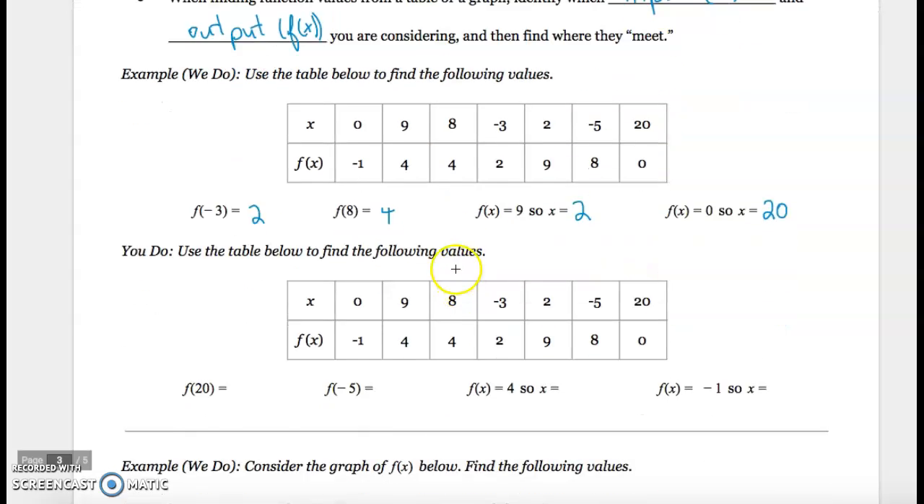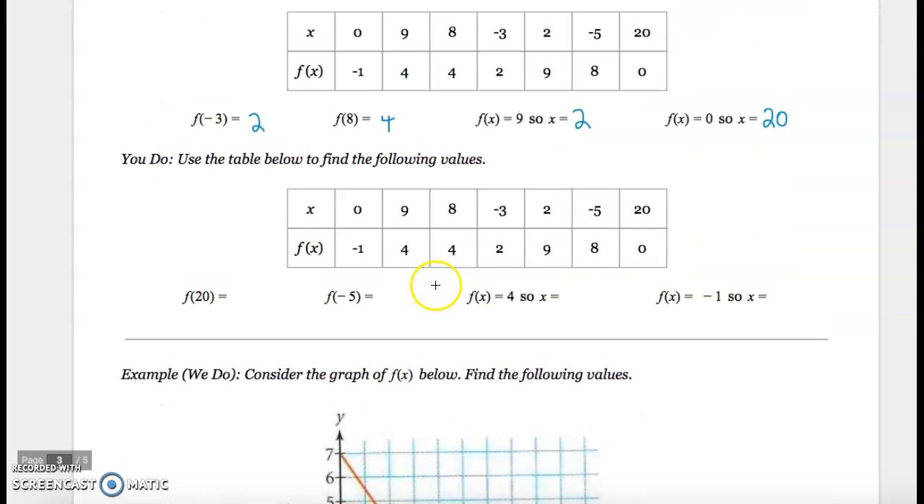All right, go ahead and you can pause and try these ones on your own and then double check it in a second. And now the second's up, so we're going to do the same thing. So this one I'm going to find f of 20. My input is 20 and I'm finding the function at 20, so f of 20 would be 0, right? Because my input's 20 and f of x, they meet at 0.